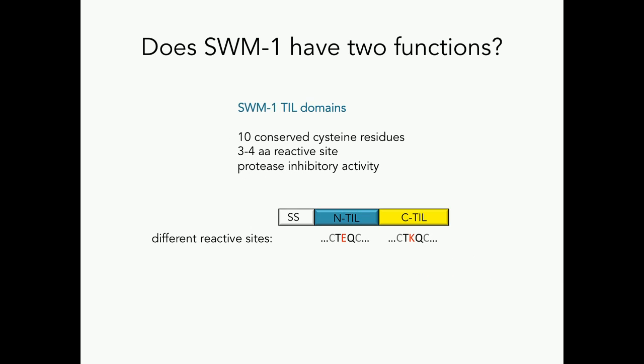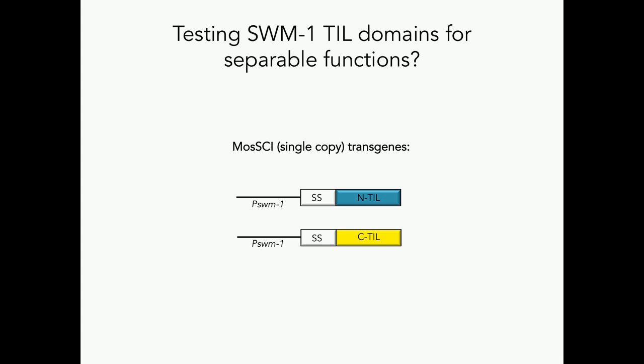So if you remember, SWM-1 has 2 TIL domains. These domains have 10 conserved cysteine residues, as well as a 3 to 4 amino acid reactive site where the protein is predicted to inhibit the protease. And they have been shown biochemically by others to have protease inhibitory activity. The TIL domains of SWM-1 are actually different from each other. There's the N-terminal TIL domain and the C-terminal TIL domain, leading us to the hypothesis that perhaps SWM-1 could inhibit 2 distinct proteases. So to test this in the context of activation, I generated single TIL domain containing transgenes, and I again placed them in a SWM-1 null background.